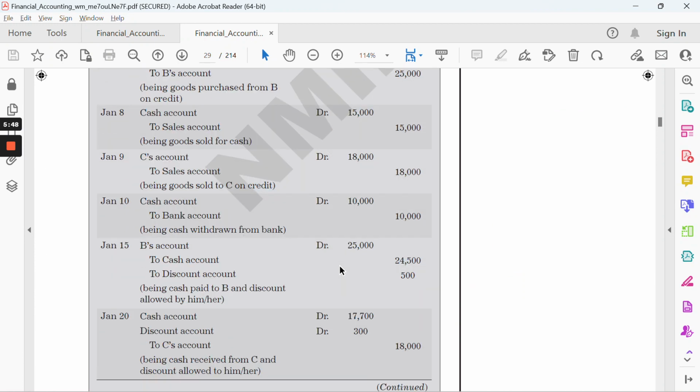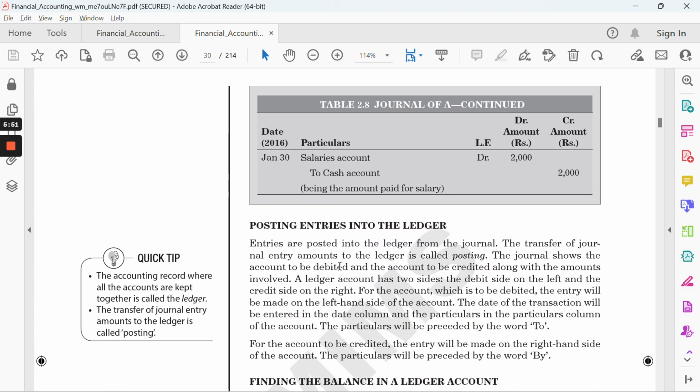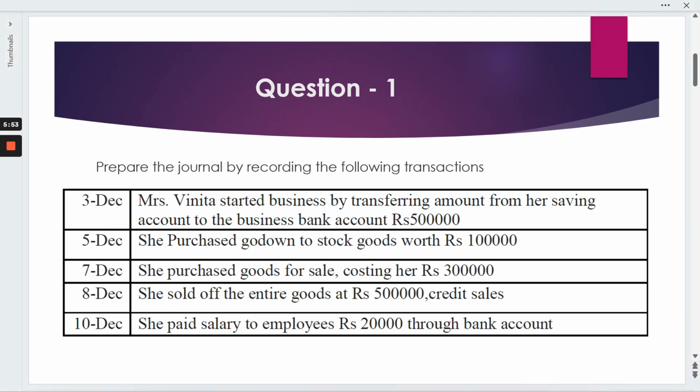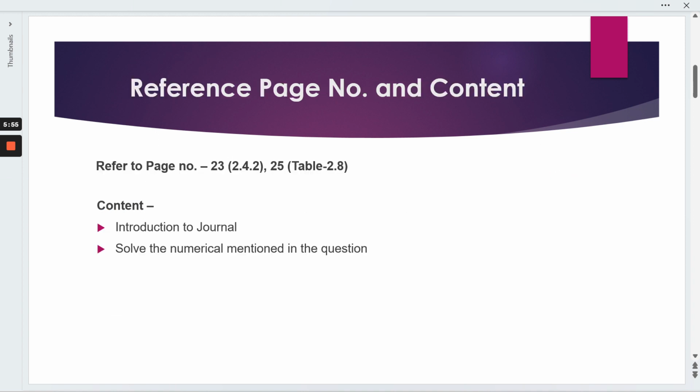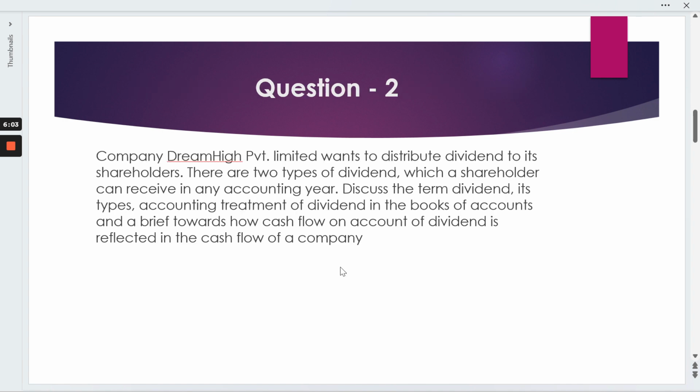So you can use a similar approach to prepare the general entries which are being asked in the question. This way you can give a brief about the journal as well as solve the numerical. So these two things are required for the first question. Now let's move to the second question.